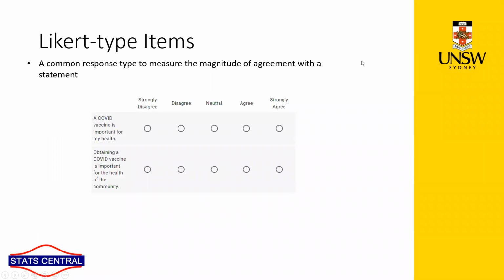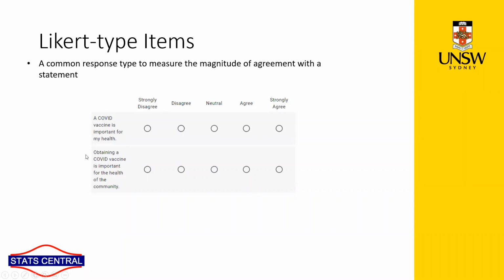All of you have seen these before. They are very, very common and pretty useful. But you still have to think very carefully about these items. It's common to measure the magnitude of agreement or disagreement with a particular statement. And it might look something like this: COVID vaccine is important for my health. And you have 5 different categories, ranging ordinally from strongly disagree all the way up to strongly agree.